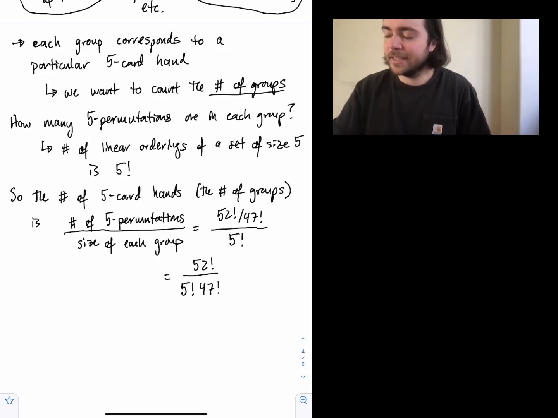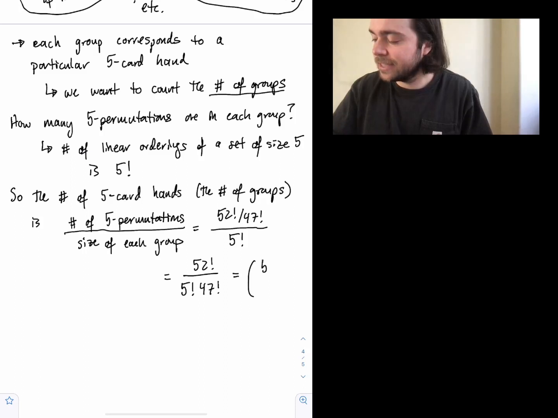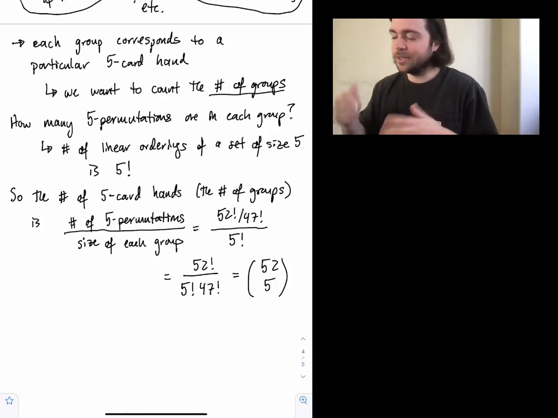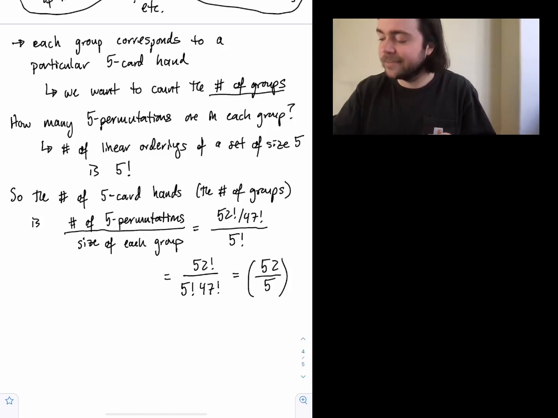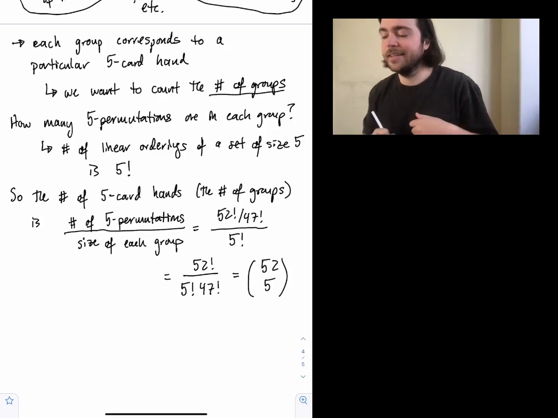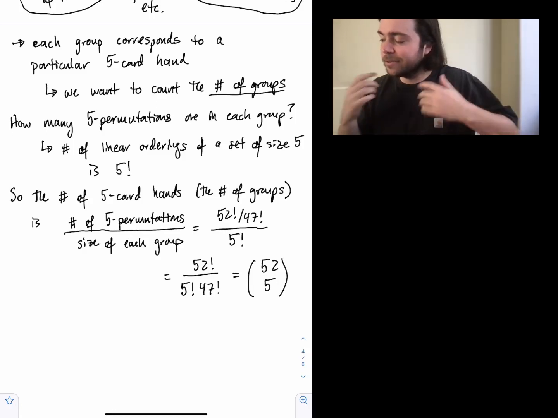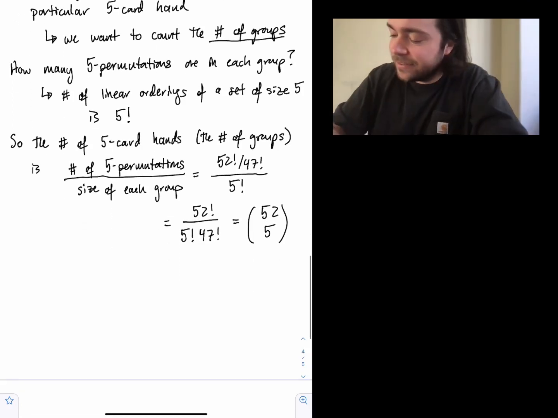It turns out this expression comes up so frequently it gets special notation. It's notated 52 and then a 5 on the bottom. This is weird notation. We have parentheses, then we have 52 over 5. There's no line here, right? That would be a fraction. There's no line there. This is 52 with a 5 in parens. It's pronounced 52 choose 5.